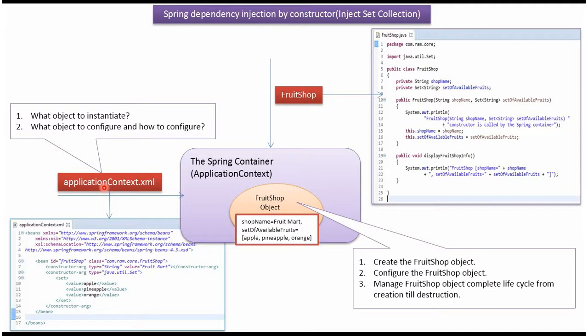What object to instantiate, what object to configure and how to configure, this information will be there in the Spring configuration file. In this example we have mentioned shop name should be set as fruit mart and set of available fruit should be set as apple, pineapple and orange by Spring container using constructor dependency injection. Spring container reads this Spring configuration file, creates a FruitShop object, configures the FruitShop object and manages the complete lifecycle of the FruitShop object.